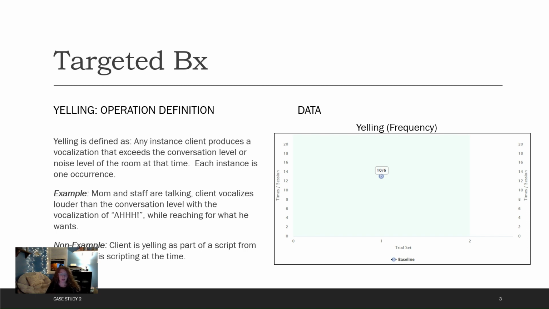So for the data, there's only one data point because it was the first day of baseline on Friday. Throughout one session period, his first baseline data point was 14 times throughout the session, which is pretty high, and sometimes it's much higher.